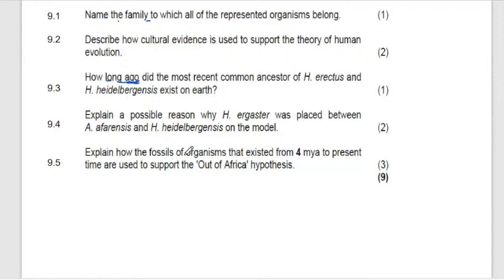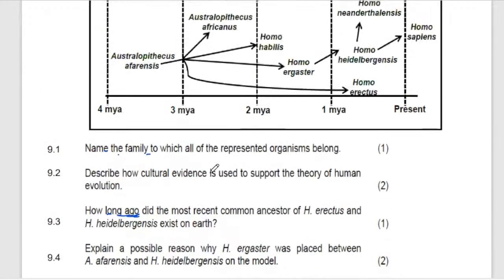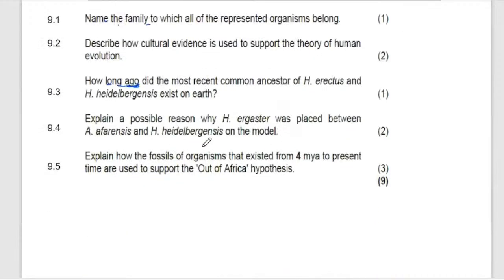Explain why fossils of organisms that existed from 4 million years ago to present time are used to support the Out of Africa hypothesis. How do they explain? So from 4 million years ago, you talk about the oldest fossils of Australopithecus afarensis. Just say Australopithecus, and Homo habilis were only found in Africa, while the fossils of Homo sapiens and Homo erectus, the oldest, were found in Africa. Basically, that's what you need to talk about.